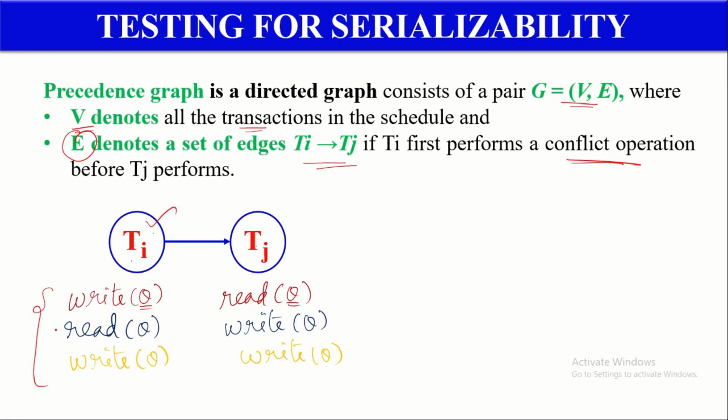And in the second case, if Ti performs a read operation on Q before Tj performs a write operation on Q. Or else, in the third case, if Ti performs a write operation on Q before Tj performs a write operation on the same data item Q, then this is also known as a conflict operation. So when one of the three possible combinations of operations is performed by Ti and Tj, then those operations are known as conflict operations.